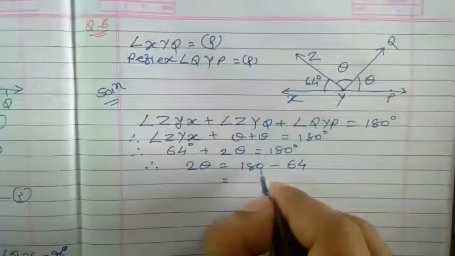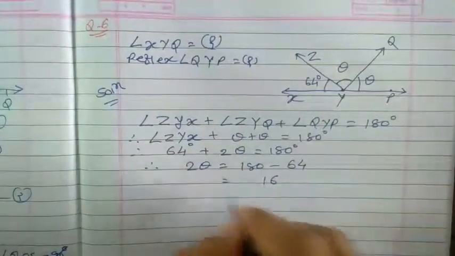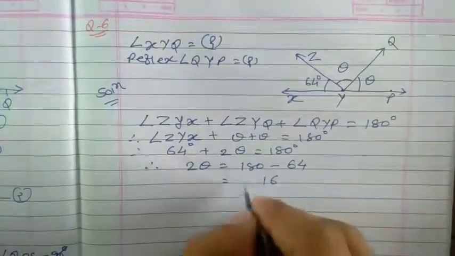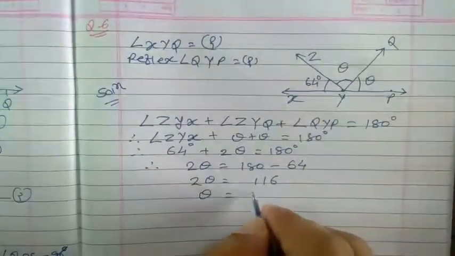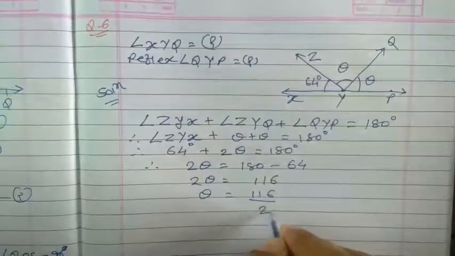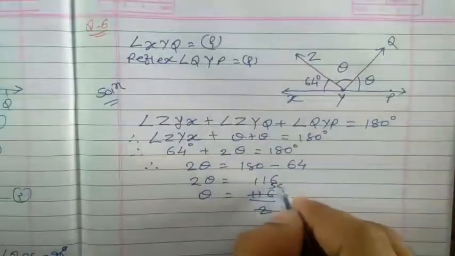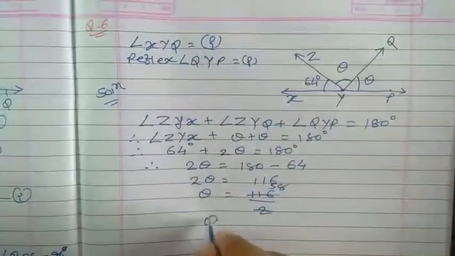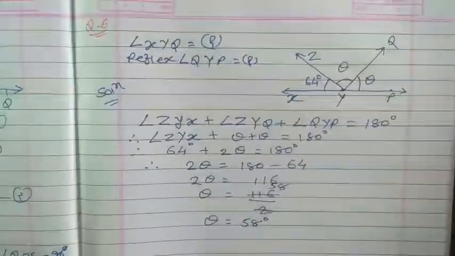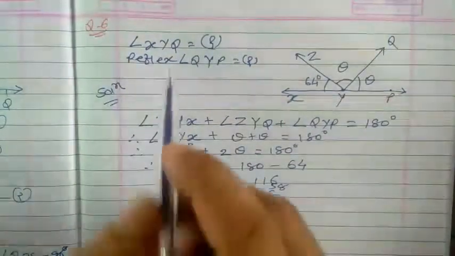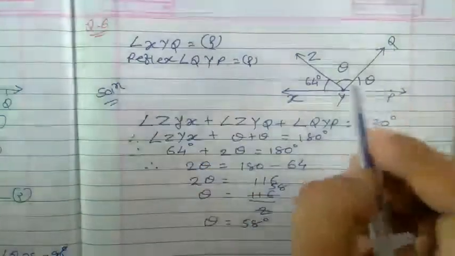So 180 minus 64: 10 minus 4 will be 6, and 7 minus 1 is 6, 1. So 2 theta is equal to 116. That's why 116 upon 2. 5 2s are 10 and 1 6, 8 2s are 16. So value of our theta is equal to 58 degrees. Am I right? And our first question is to find out angle of XYQ.